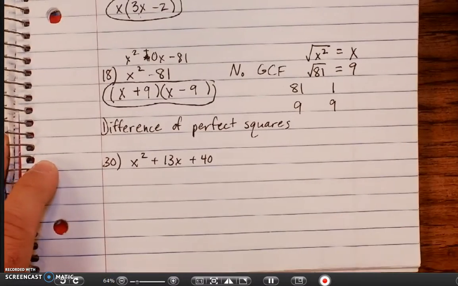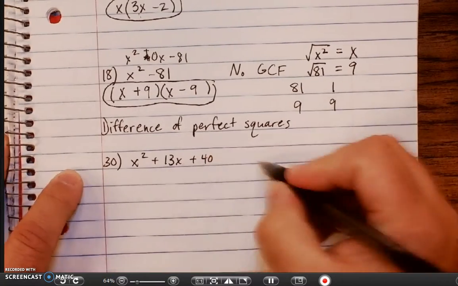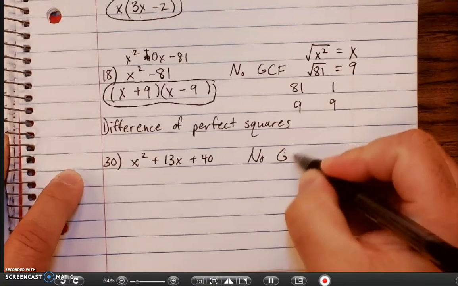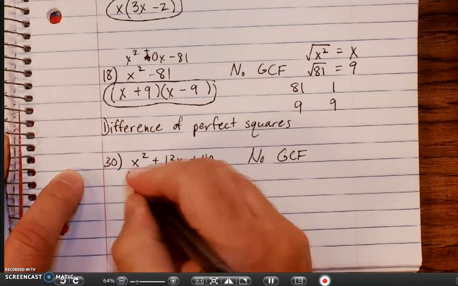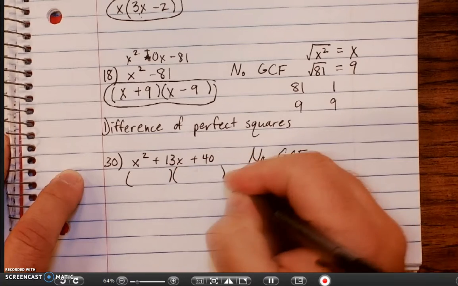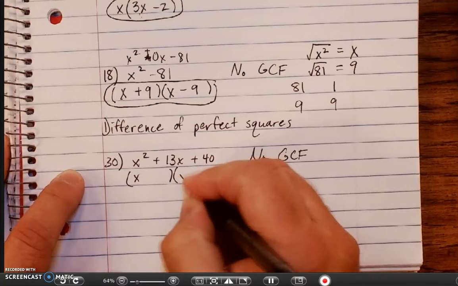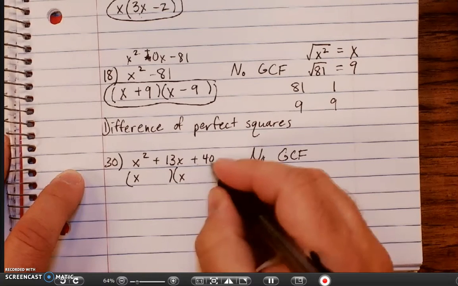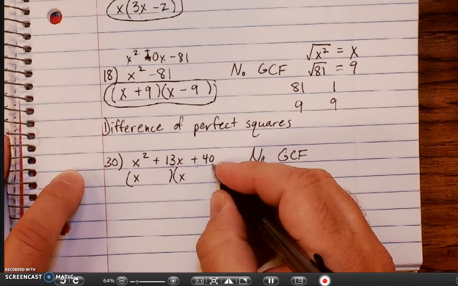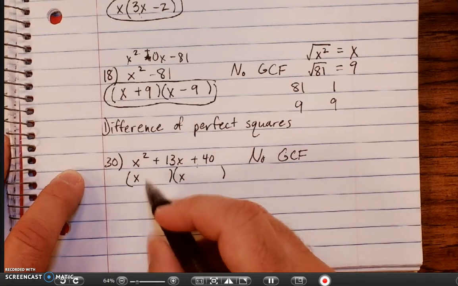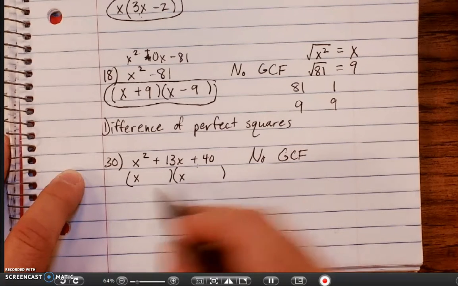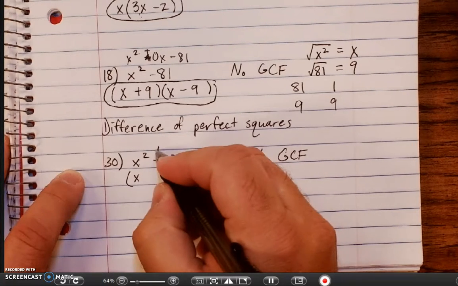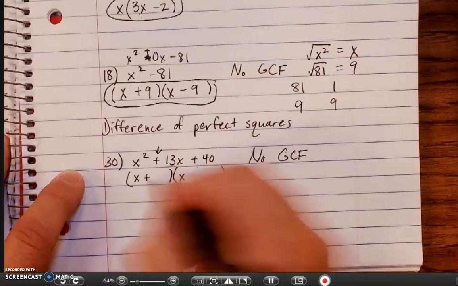Now, question 30, is there a GCF? No GCF. So, I'm going to go straight to breaking it apart. I've got x times x, that's how I get x squared. Now, this one says they need to multiply together to give me 40. So they're either both going to be pluses or both going to be minuses. And the answer is they're both going to be pluses.